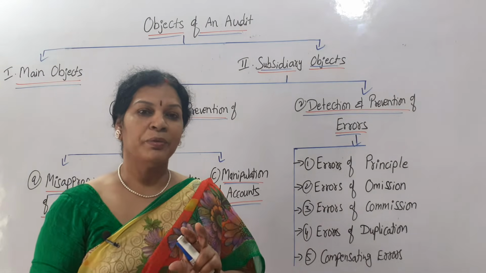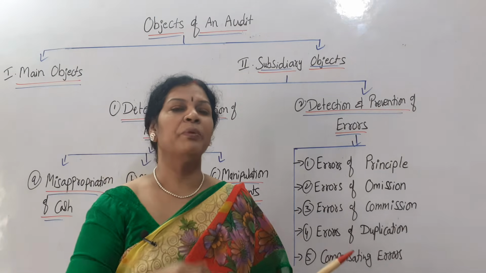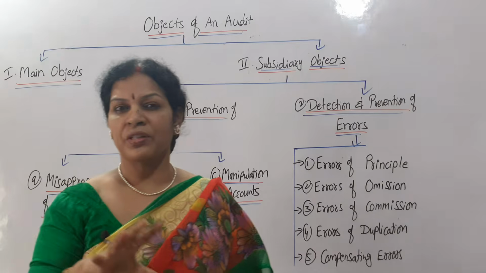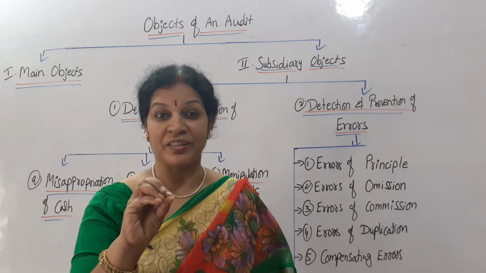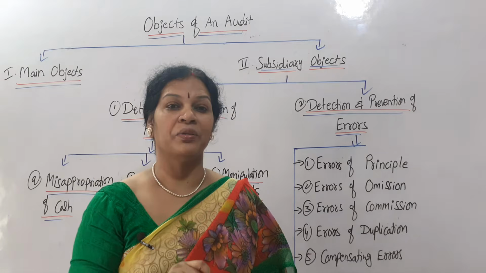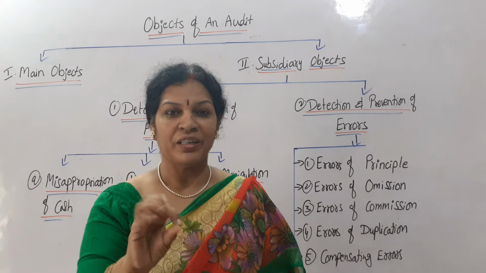You know that error means by mistake. What type of mistakes are there? What type of errors are there? We have studied already in the rectification of errors, the financial accounting beginning chapter. You have to recollect it, easy. 5 types of errors are there.